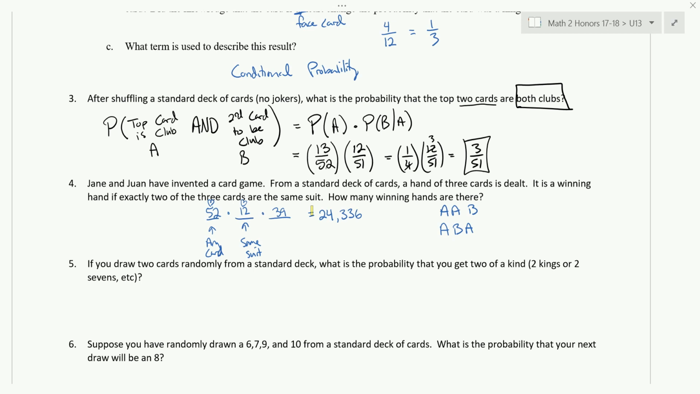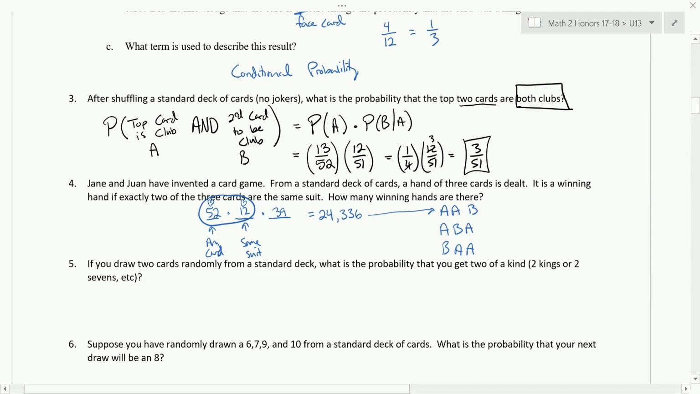But those numbers came from we wanted the first two to match, right? But would it be okay if the first and the last matched? So I'm thinking we have to consider that too, right? So there's 24,336 ways to get that. But we have three other cases we need to look at. And it turns out you're going to get the same numbers, the 52 times 12 and 39 in different orders for those as well. And you can walk through them. And so we need to do one more thing, multiply by 3.